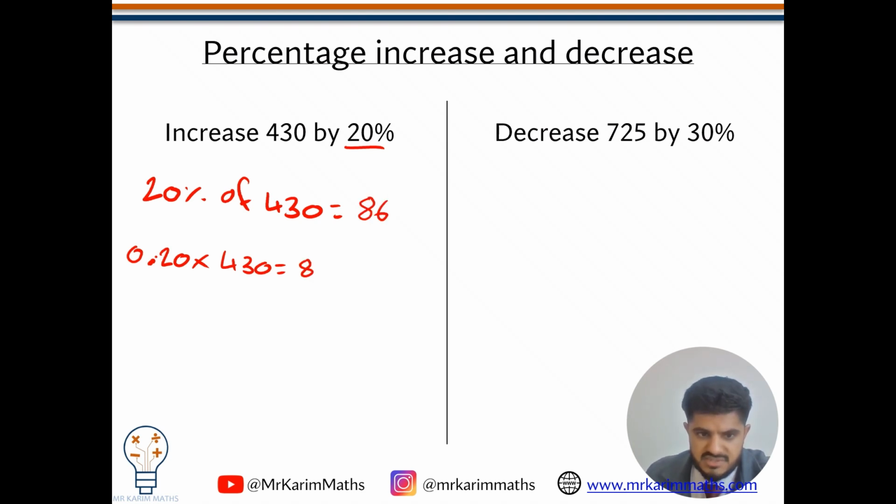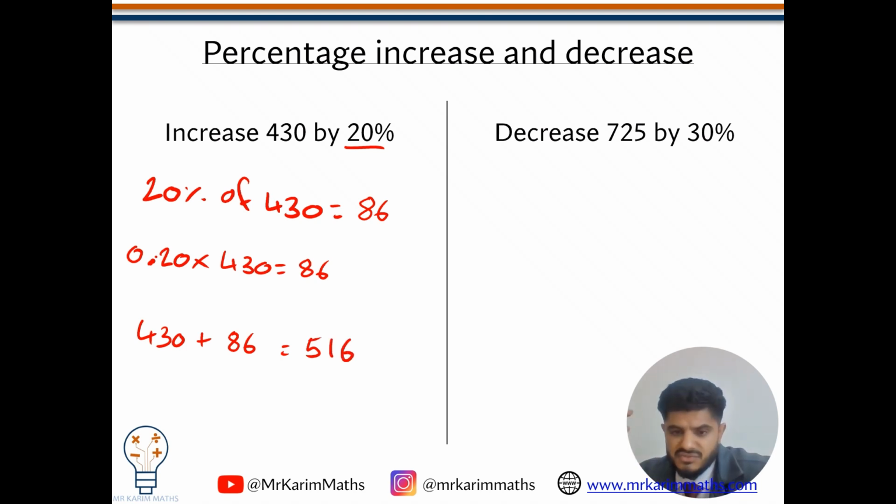And then because it says increase, you do 430, which is the original amount, and you add the 86 on top, which gives us an answer of 560. Now this works. However, for me, as you know, too much work. I can do that in one step, which I'll get to in a moment. And you can do the same thing with decrease.